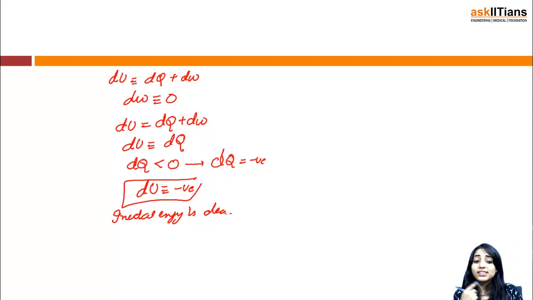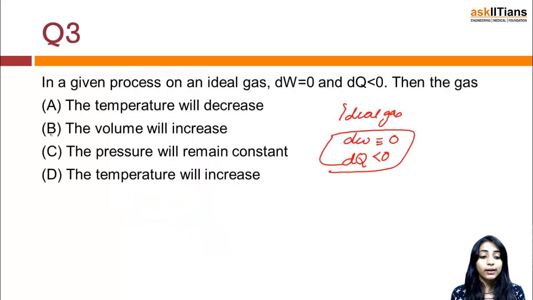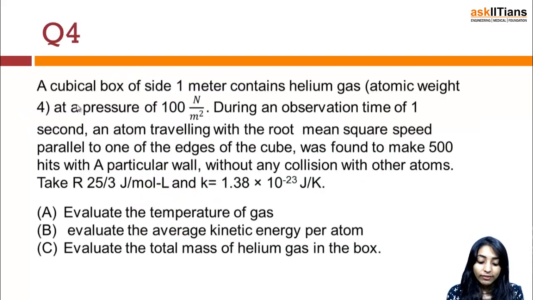Now, since the gas is an ideal gas, and for an ideal gas the internal energy is a function of temperature only, if there is a decrease in internal energy because dU is negative, I can say the temperature is also decreasing. Let's see the options once again. The first option says the temperature will decrease, and hence this is the answer. Having done question number 3 also, now it's time that we should move over to question number 4.